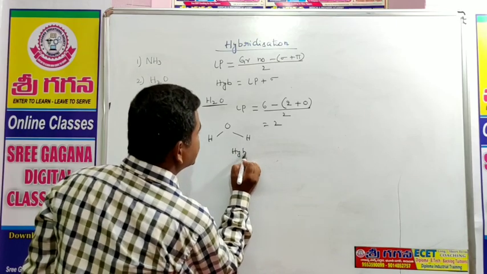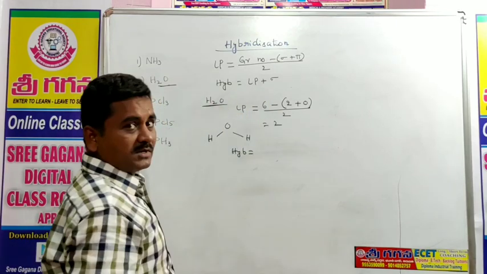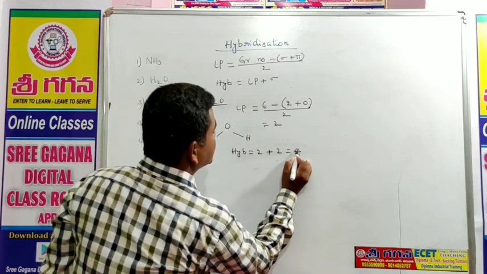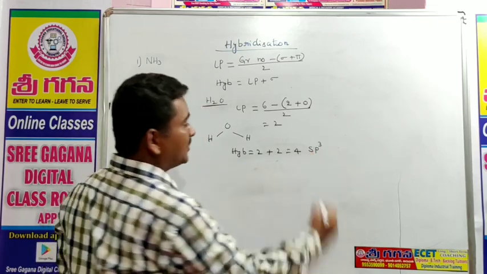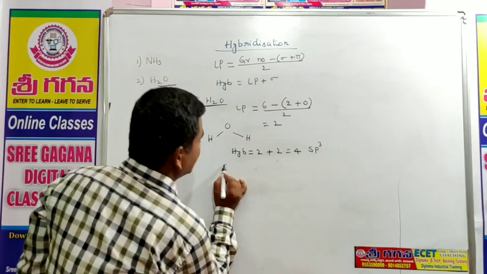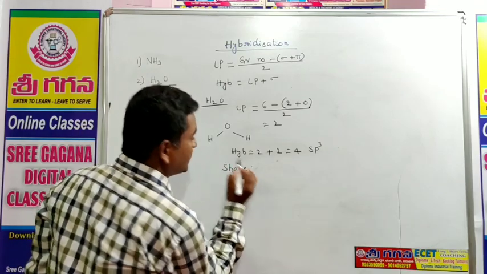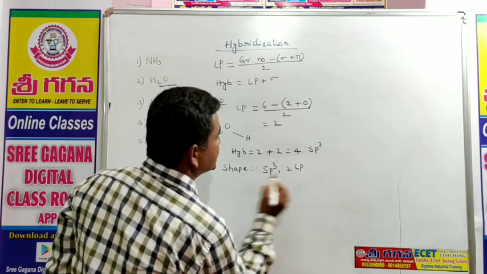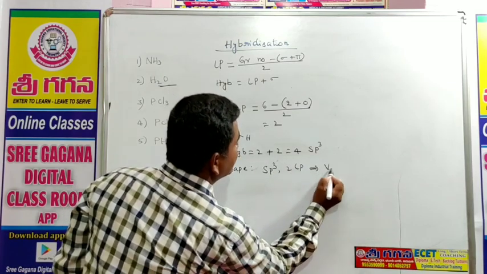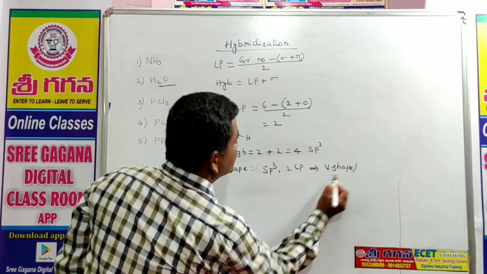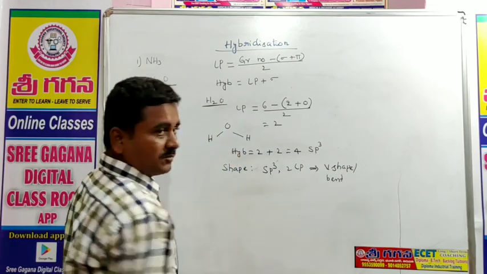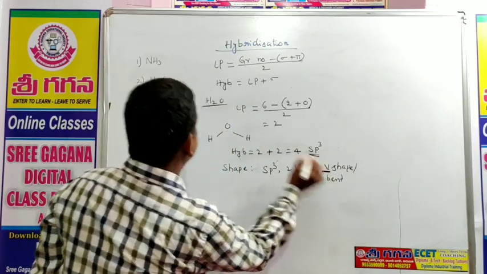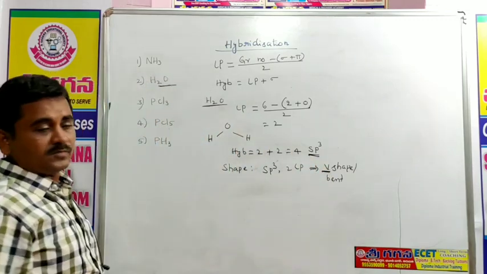And how to know hybridization? From this formula, lone pairs plus sigma bonds. 2 lone pairs and 2 sigma bonds, that is 4. If it is 4, it will be sp3 hybridization. And how do we find the shape? In sp3 hybridization, if 2 lone pairs are present, the shape will be V shape. This is also called bent shape. So V shape and sp3 hybridization for the water molecule.